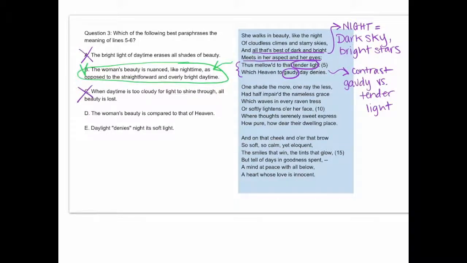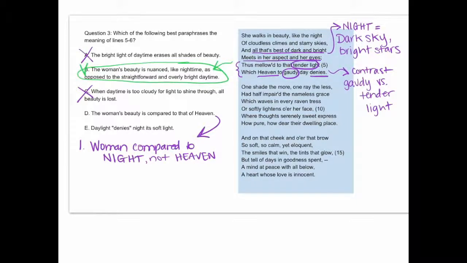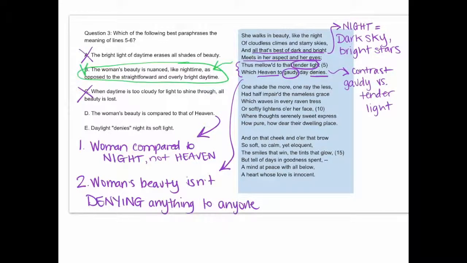D. The woman's beauty is compared to that of heaven is not supportable either. For one thing, the speaker is comparing the woman to night, not heaven. And for another, heaven in line 6 is denying tender light to gaudy day. And the speaker isn't speaking of the woman's beauty denying anything to anyone. So clearly, heaven isn't a metaphor for the woman's beauty here.